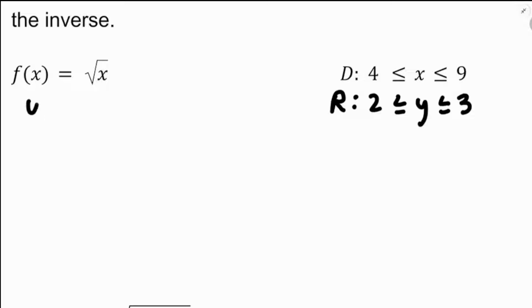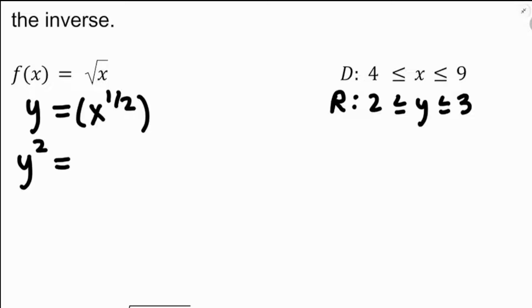But if I'm actually trying to compute the inverse, like solve for it, I rewrite that as y equals x to the 1/2. Think about what I need to do to access x to the first power on its own. I would need to take both sides to the second power. So y squared equals x to the 1/2 squared, and that's just going to be x. So f inverse is equal to y squared.